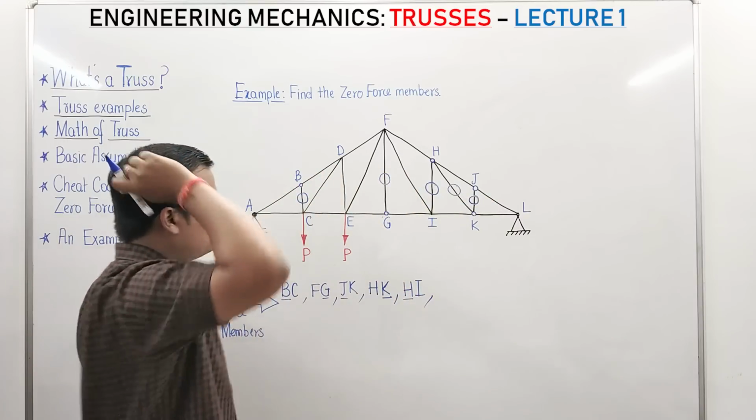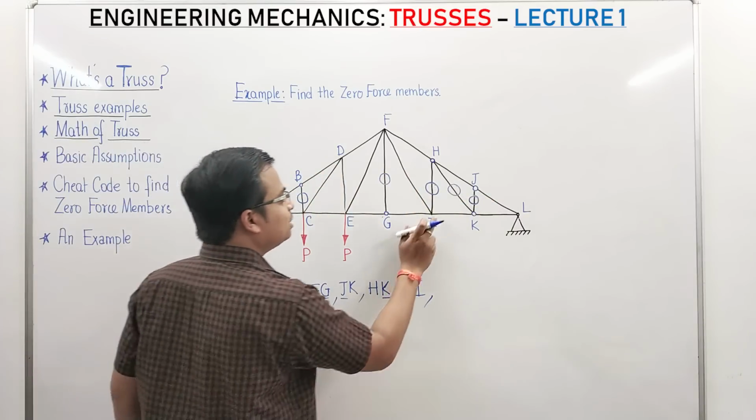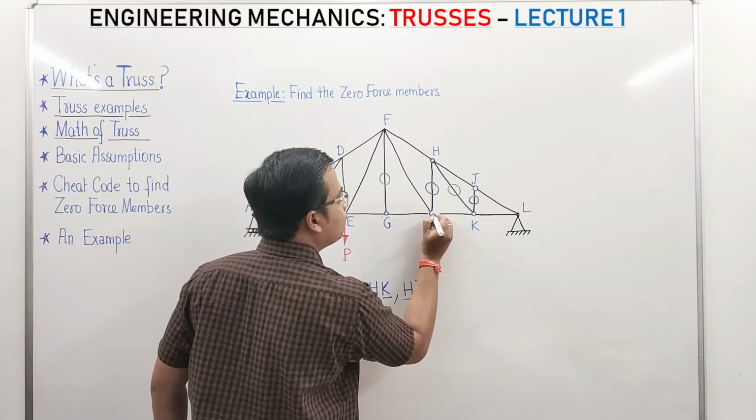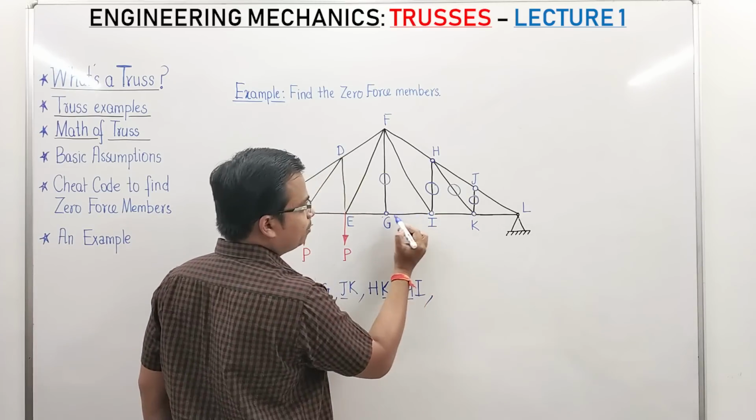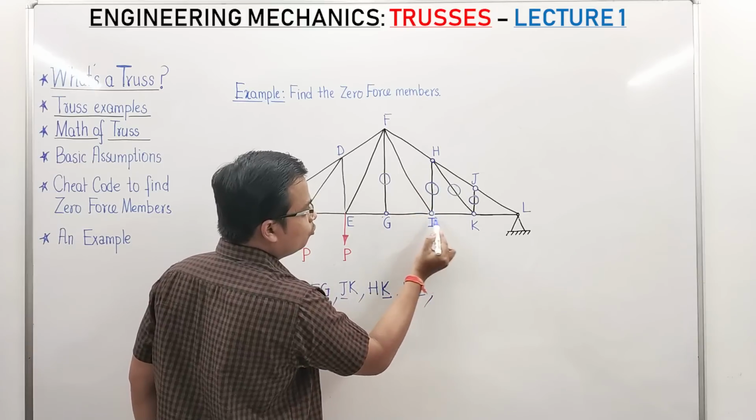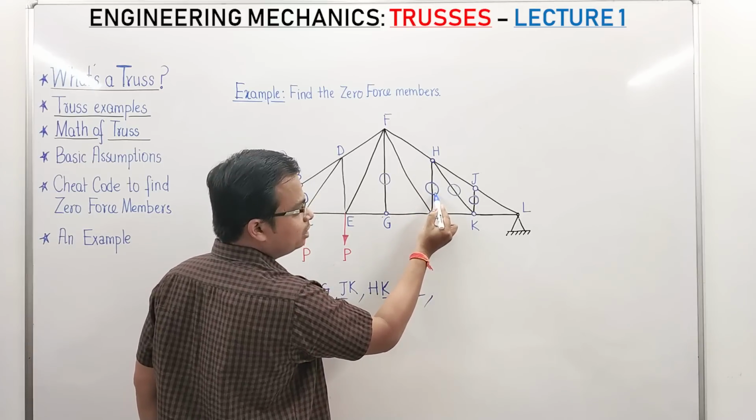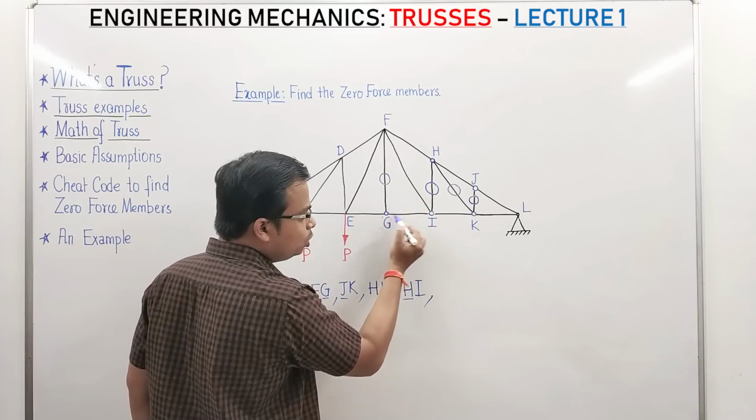So we've got 1, 2, 3, 4, 5. One more is left. Which one is left? Let me just check this over here. Just focus. How many members? 1, 2, 3, 4. Out of which one is practically zero. That means we are left with 1, 2, and 3 members.